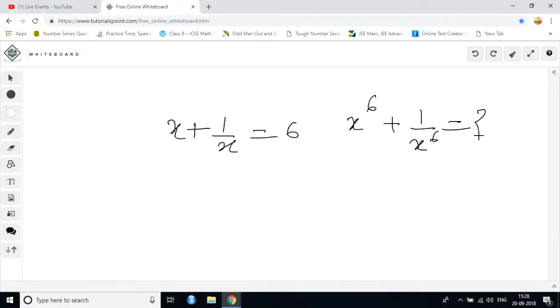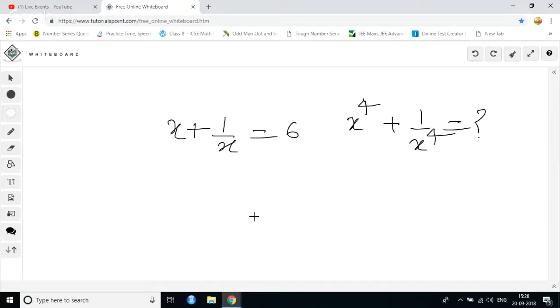Or let's say, let's not give the power 6 because it becomes too much for now. Let's convert it into the power 4. So I'm converting it to the power 4. Let's write it for 4 and then we will do it for 6. So to the power 4.